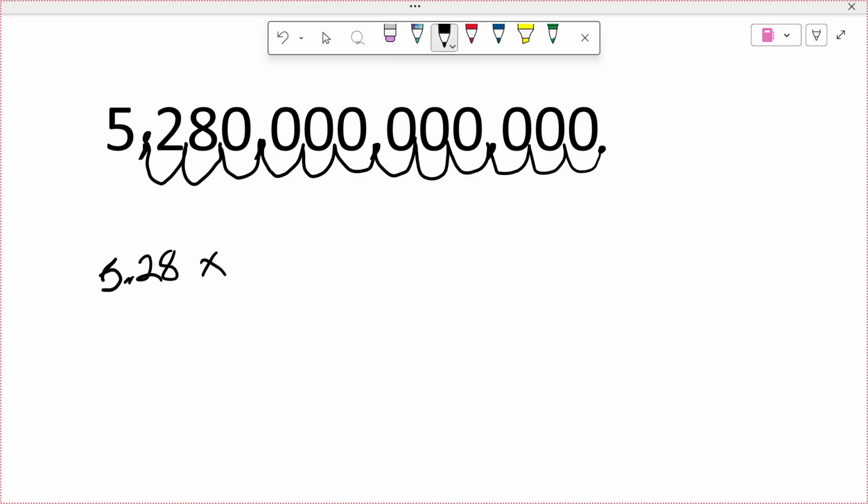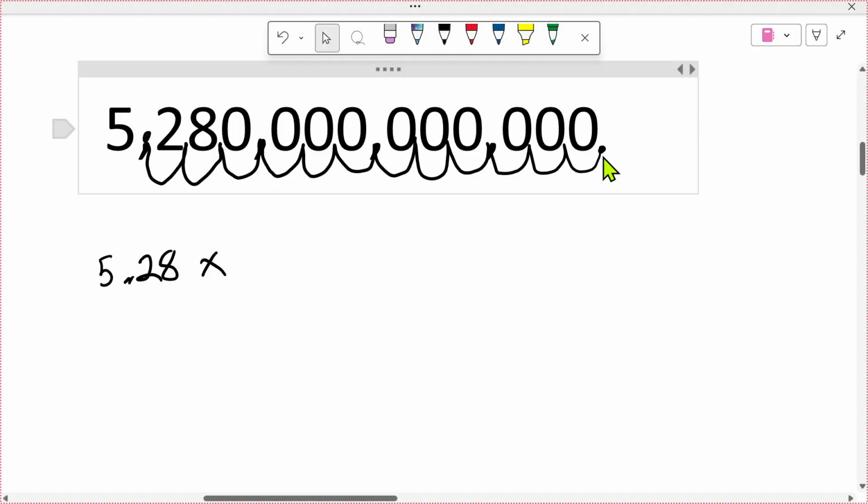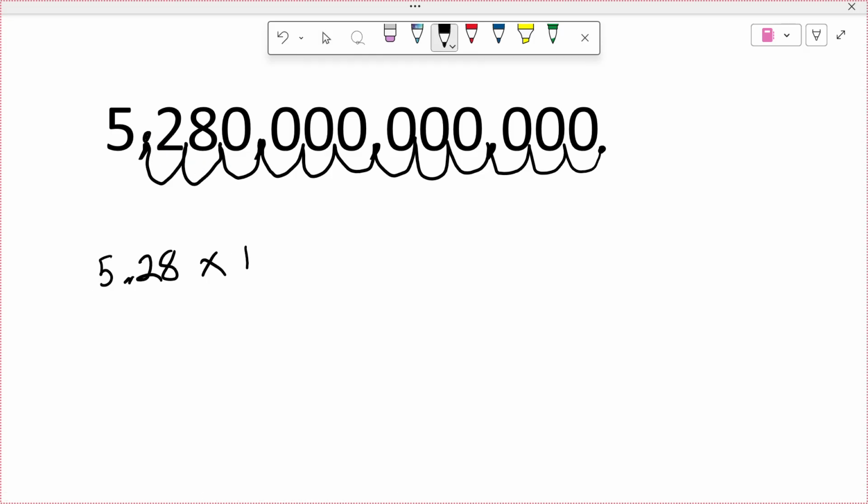And then again, each one of these moves that I did with my decimal represents a times 10. So I moved the decimal 1, 2, 3, 4, 5, 6, 7, 8, 9, 10, 11, 12 times. So this would be times 10 to the 12.